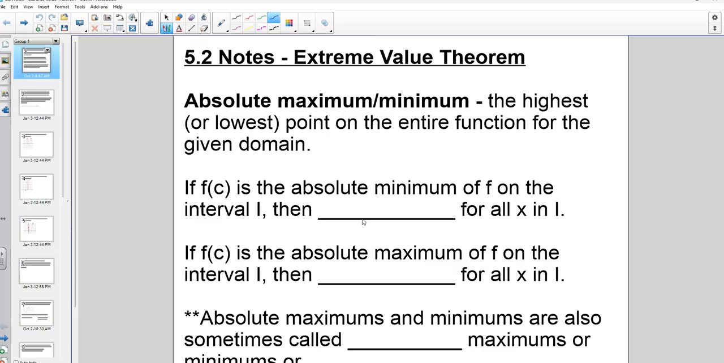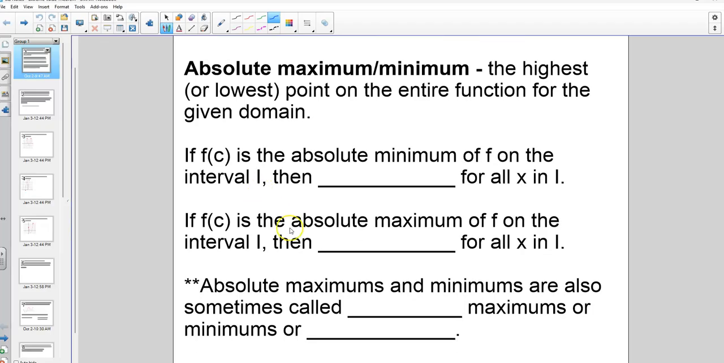So an absolute maximum or minimum is the highest or lowest point on the entire function for the given domain. So if f of c is the absolute minimum of f on the interval I, then blank for all x in I. Okay? Here, don't worry too much about that I stuff right there. That is just the interval that you're looking at. So it might be from 1 to 4, or it might be from -8 to 10, whatever interval you have.